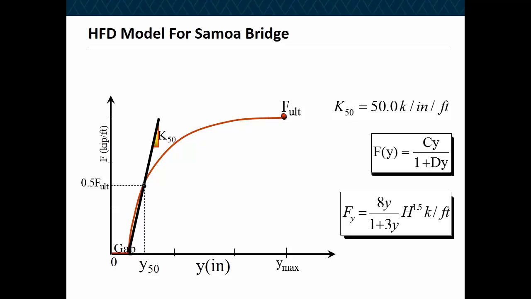So in order to develop the abutment springs, the maximum it should take you is 1 minute. All you got to do is type this in Excel, A times Y divided by 1 plus 3Y, and you set up the Y maximum to be 0.05 times the height of the abutment. That's all you have to do. You develop your nonlinear abutment springs.